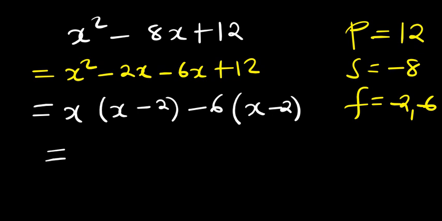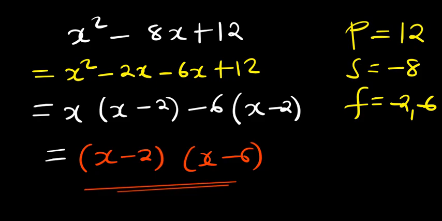So in this case, because the x minus 2 is common on both sides, I'm just going to get one of them. So this will be x minus 2 and x minus 6. Those will be our answers like that. So basically this is how we factorize expressions.